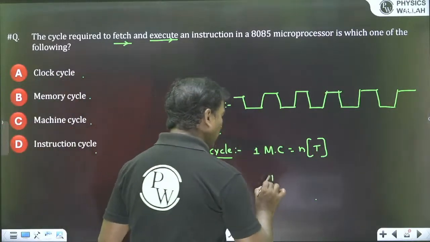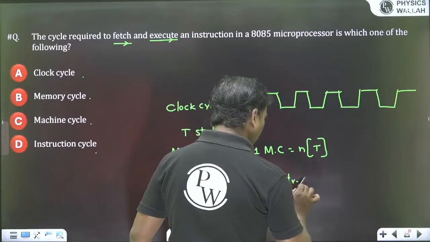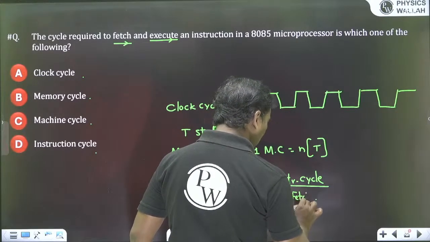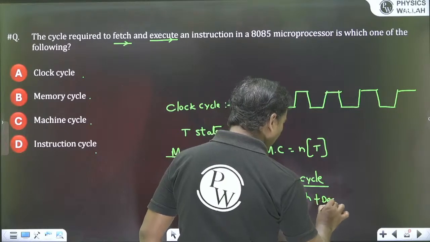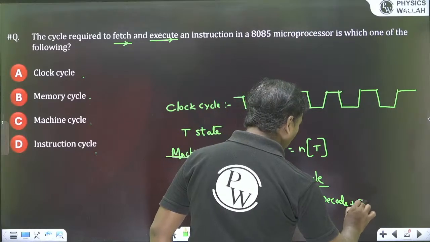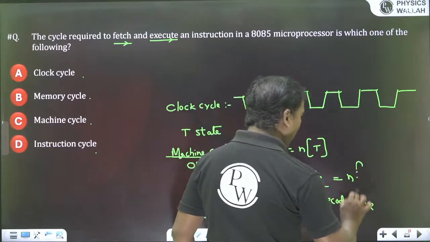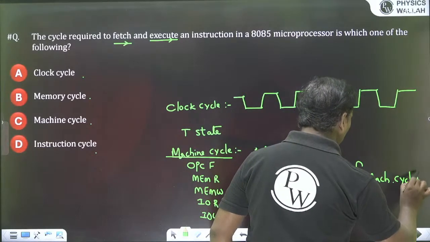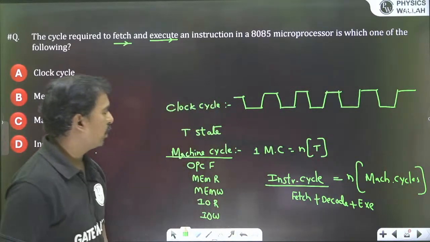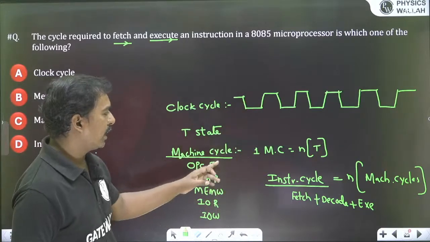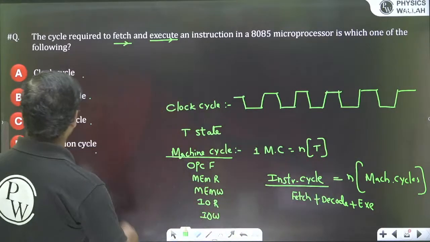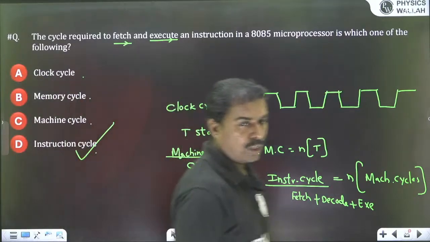Next comes the instruction cycle. Instruction cycle contains fetch, decode, and execute. So an instruction cycle is n number of machine cycles. Okay? So clock cycle is T state, machine cycle is n number of T states, instruction cycle is n number of machine cycles. So the right answer is option D, my dear.